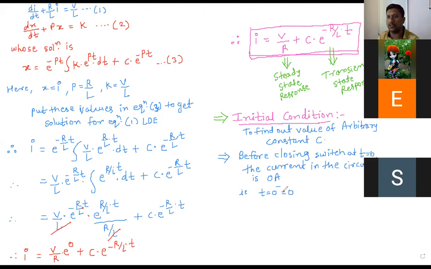Mathematically, 0 minus you cannot put. Instead of that you can put 0, and I is replaced by 0 ampere. So T is equal to 0 you can put and I is equal to 0.